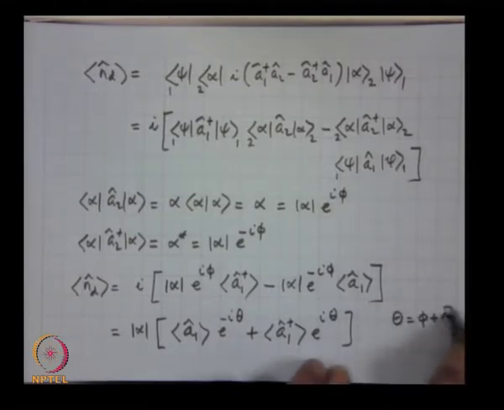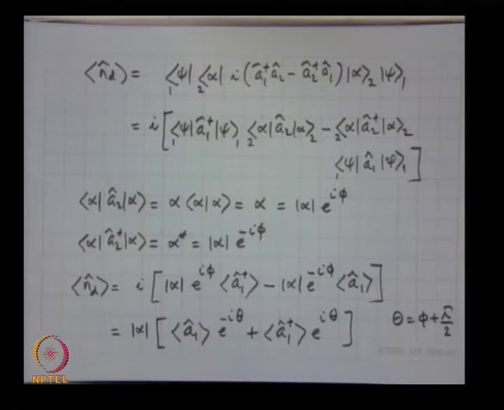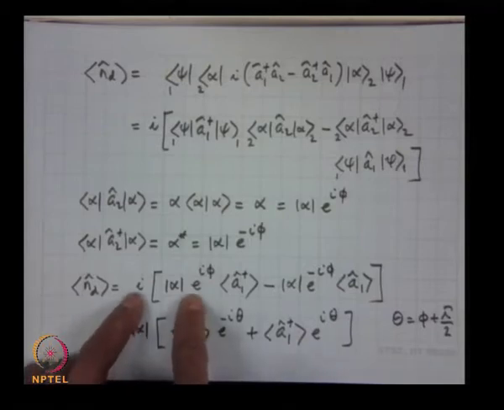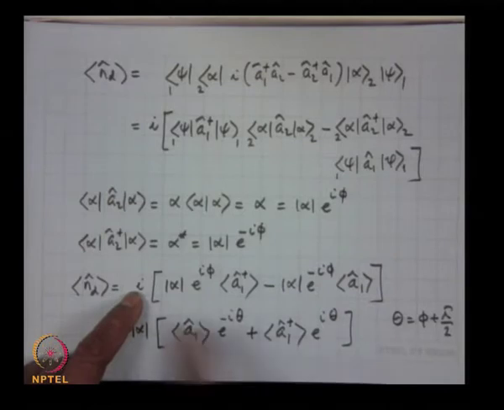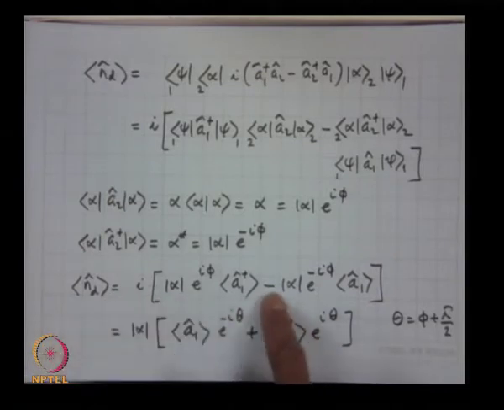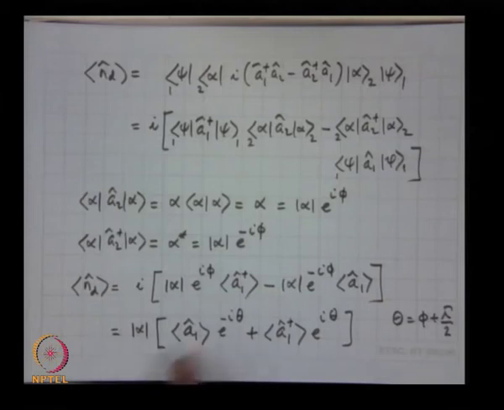pi plus pi by 2. So I is exponential I pi by 2. So when I take I inside, this is exponential I pi by 2. So exponential I phi plus pi by 2 is I theta. This minus I is exponential minus I pi by 2, which along with this gives me exponential minus I theta. So just take an I inside, combined with the exponential I phi term, and have got the expectation value like this.